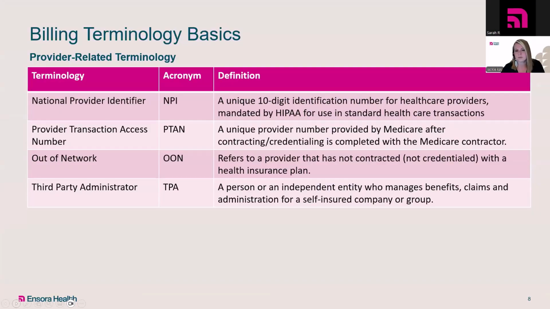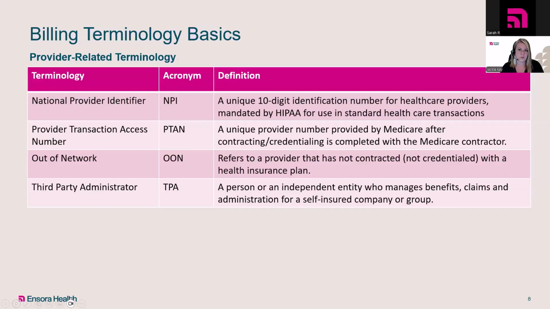Okay, so on this slide, we're going to be going over your billing terminology basics, the provider related terminology. We have your national provider identifier, that's your NPI, the unique 10-digit identification number for healthcare providers mandated by HIPAA for use in standard healthcare transactions. Then we also have your PTAN, which is your provider transaction access number. This is a unique provider number provided by Medicare after contracting credentialing is completed with their Medicare contractor.